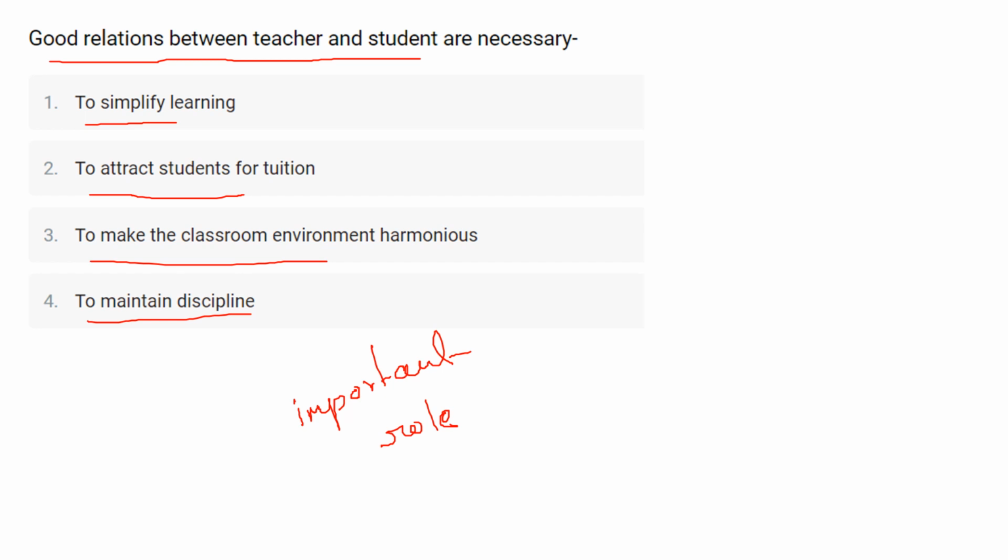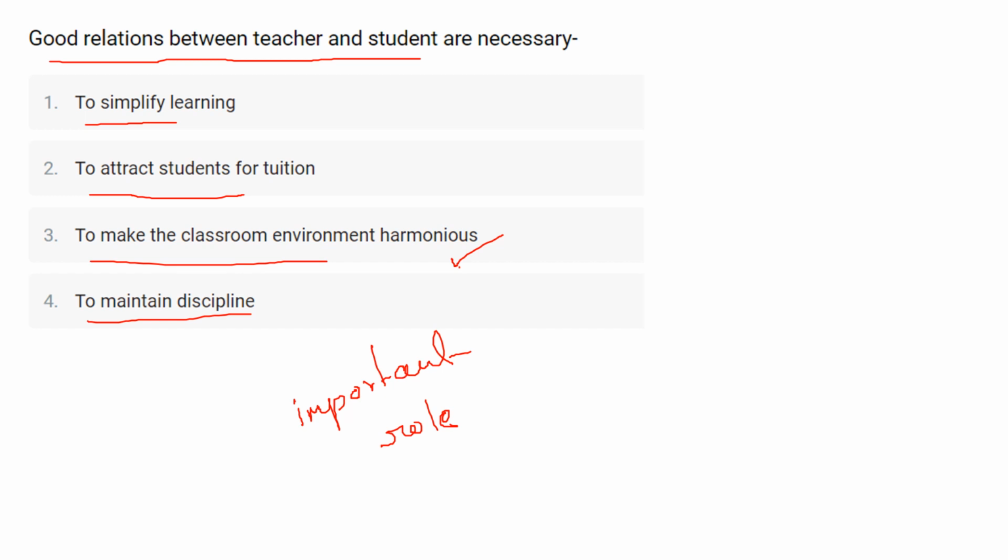A teacher is expected to demonstrate an understanding of the subject matter, establish a positive relationship with the student, and create an effective learning environment to ensure an enriching experience. So here we can say that to make a classroom environment harmonious is the most appropriate option. Good relation between the teacher and the student is necessary to make a classroom environment harmonious.